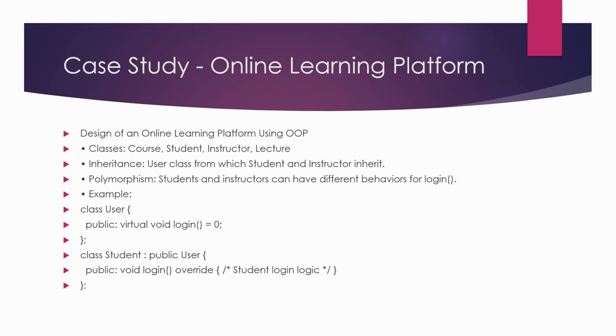Now let's explore an online learning platform. In this example, the system could have classes like course, student, instructor, and lecture. Inheritance allows us to have different types of users like students and instructors, both inheriting from a base user class. Polymorphism comes into play when methods like login have different implementations for each user type. This allows a unified approach to user management while accommodating different user behaviors.